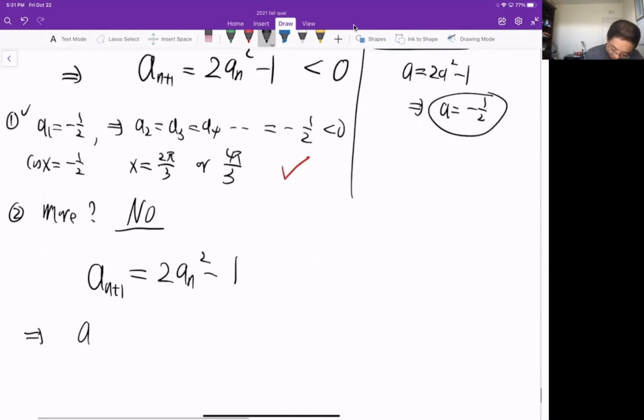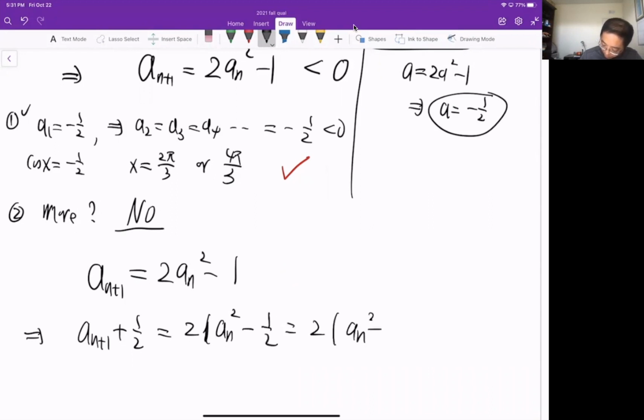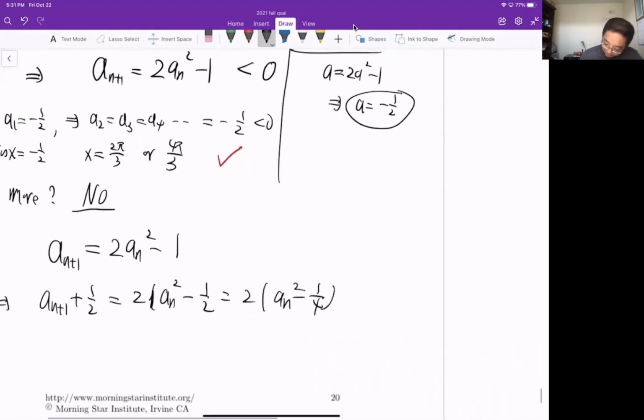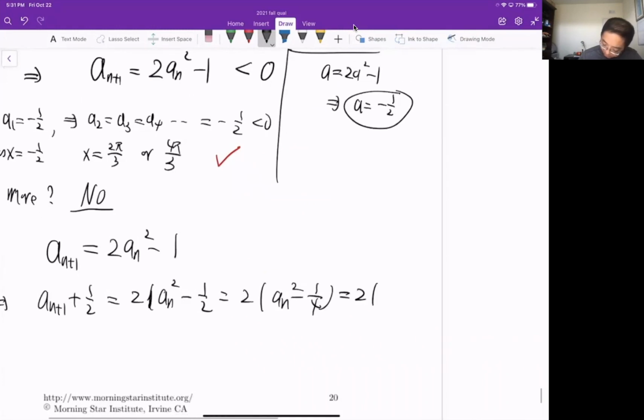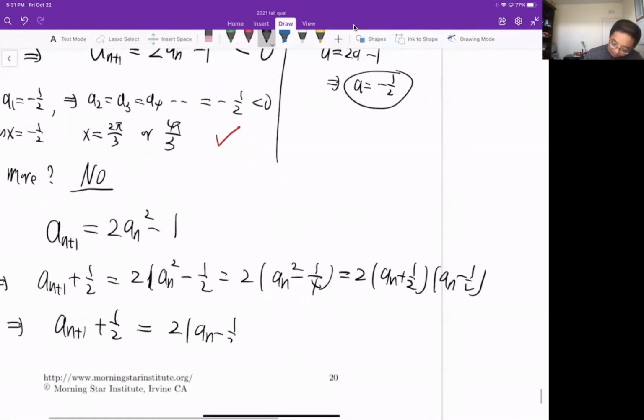And then from here, you have a_{n+1}. Let's look at the difference, a_{n+1} plus 1/2. This one will be negative, right? This is 2a_n squared minus 1/2, so that's twice of a_n squared minus 1/4. And we can factorize this. This is twice of a_n plus 1/2 times a_n minus 1/2, and then we get plus 1/2. This equals twice of a_n minus 1/2 times a_n plus 1/2.